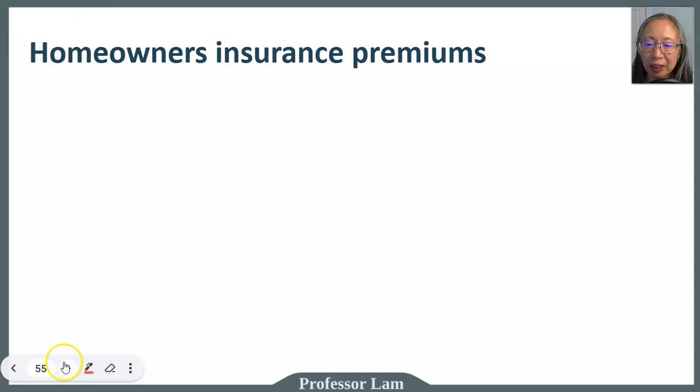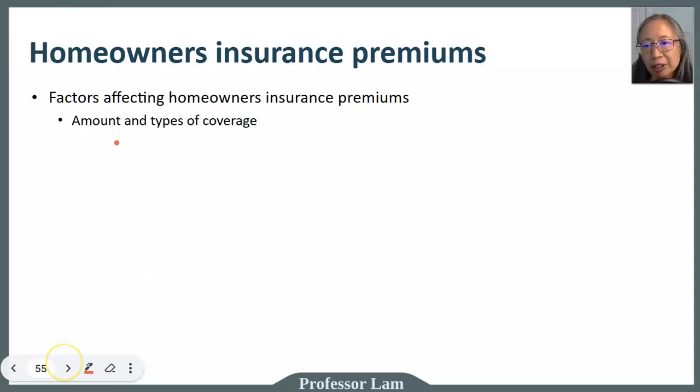What affects your insurance premium? Here are some important factors. First of all is the amount and the type of coverage. An important determining factor is the value of the house. So a more expensive house will have a higher value. The neighborhood also is a factor. If it has a high crime rate or a high fire risk, that will typically increase the premium.